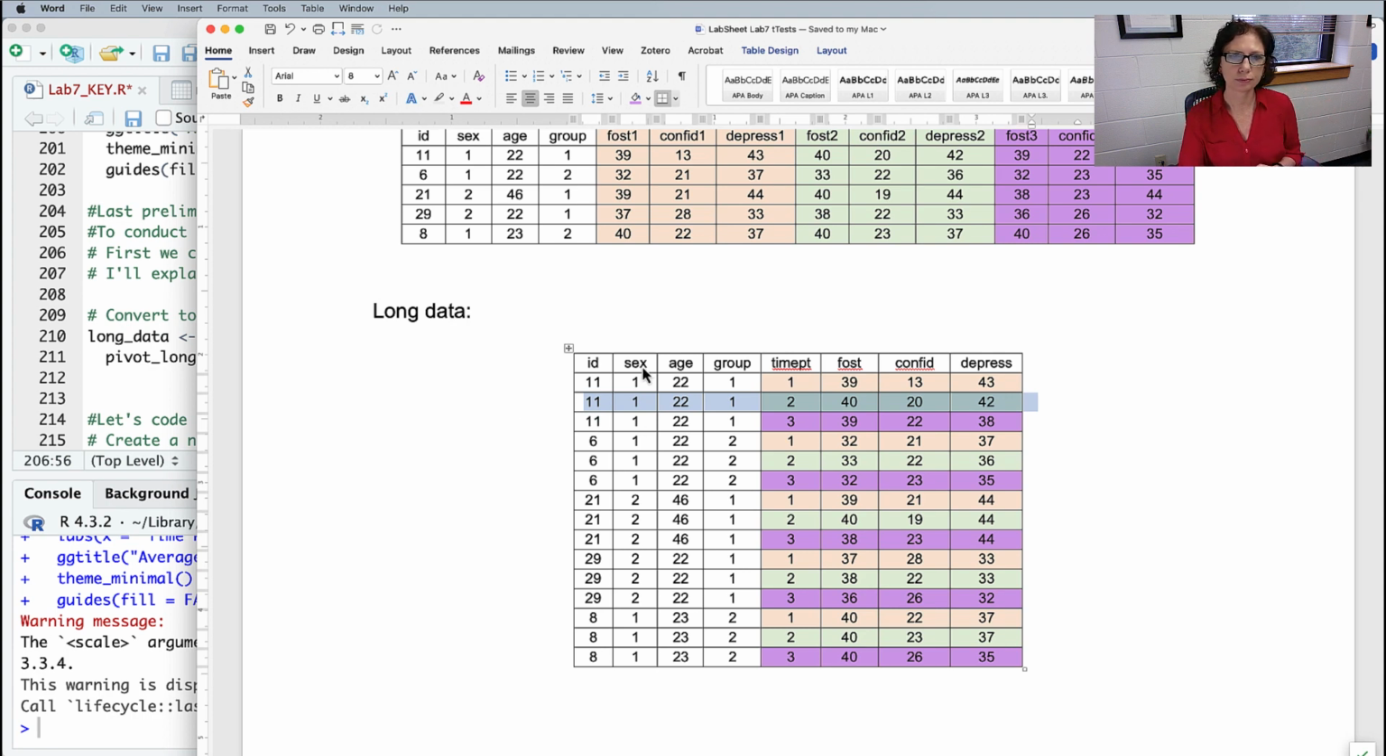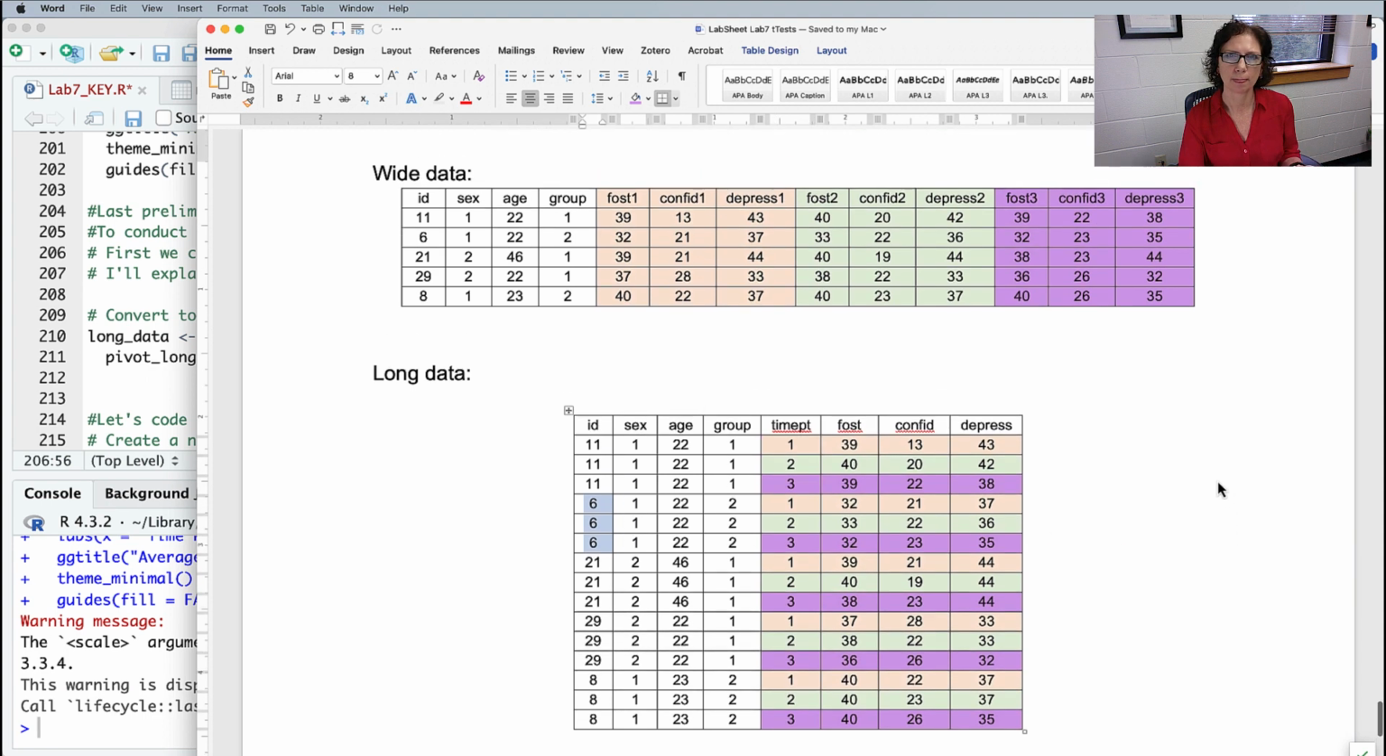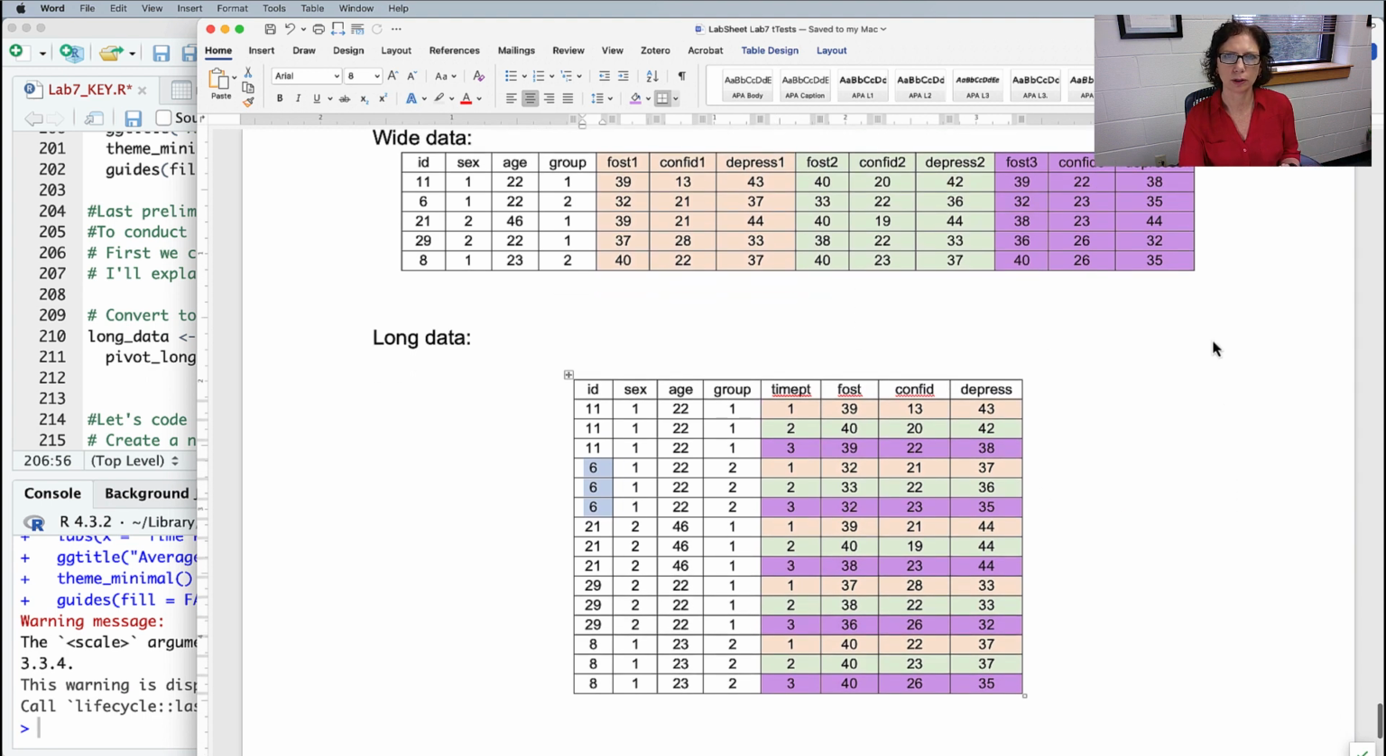separate observations there. So long data would look like this, where I have the person's ID, and some things don't change. They were always that sex, that age, in that group. But then they have their time 1 scores for these 3 items, and there are time 2 scores for these 3 items, time 3 scores for these 3 items, and then you go to the next ID person, the next person. So the color coding is to show you how it translates from wide to long.